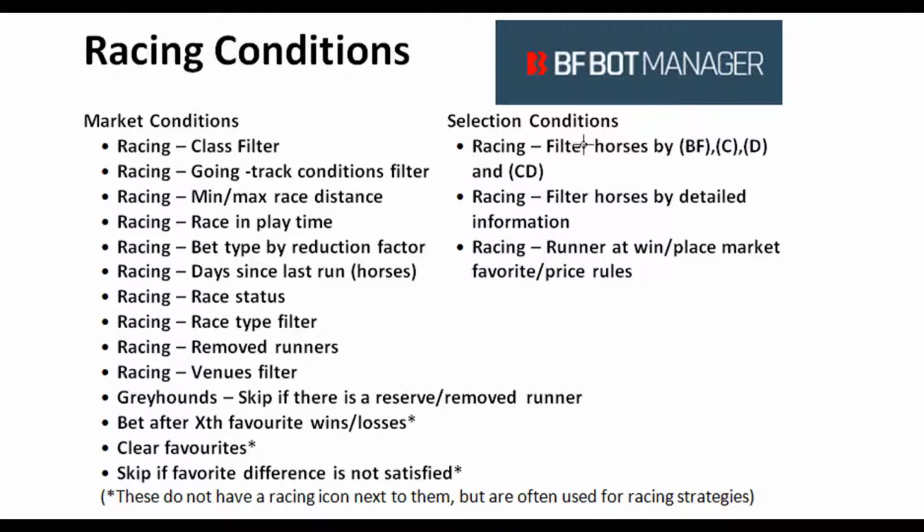From selection conditions, we can choose horses by specific information, such as being a beaten favourite, winning at this course, winning over this distance, or winning over this course and distance. Filtering horses by more detailed information, such as jockey name, or checking and comparing prices in the win and place market. Let's take a closer look at each rule.